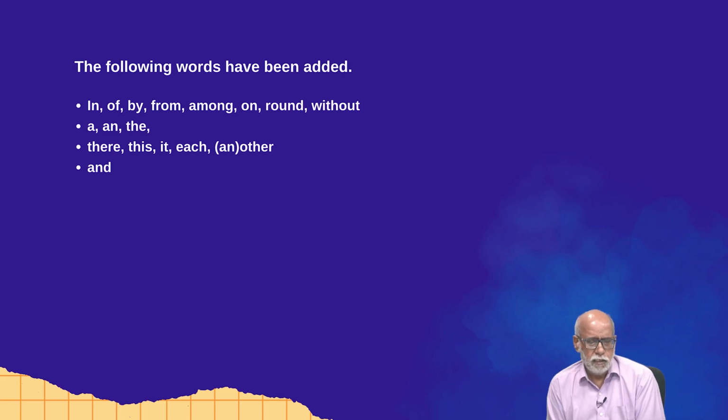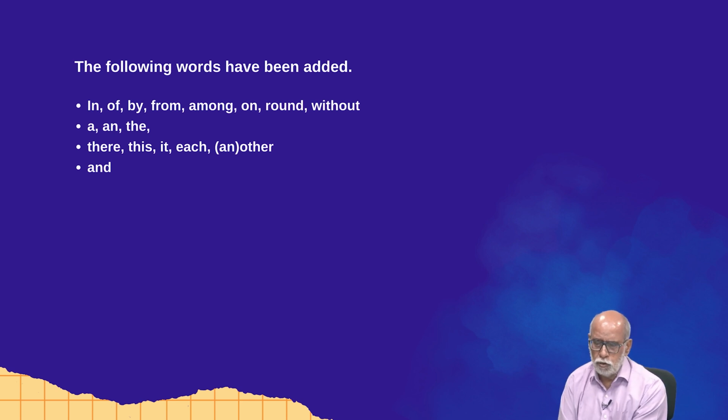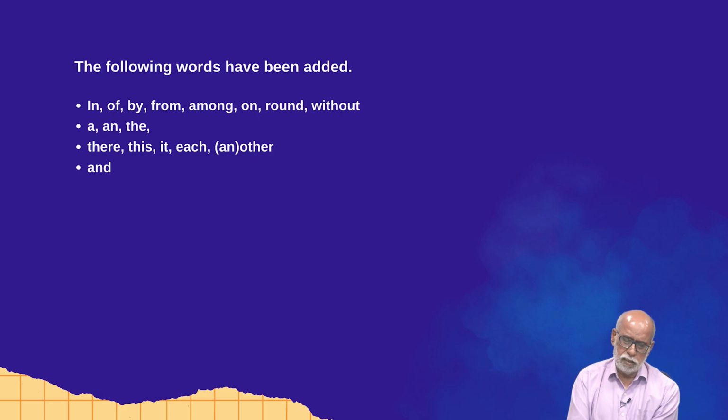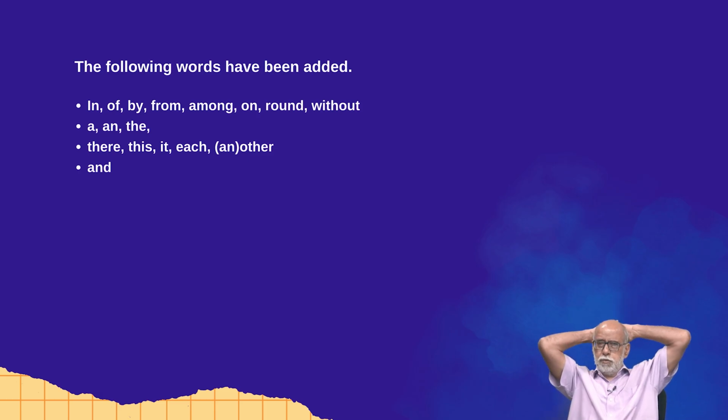What have we added? We have added lots of prepositions. To, of, for, to, of, by, from, among, on, round, without, there could be more. Then articles like a and the, then pronouns like there, this, it, each, all of these things, and conjunctions like and or another, have also been used.